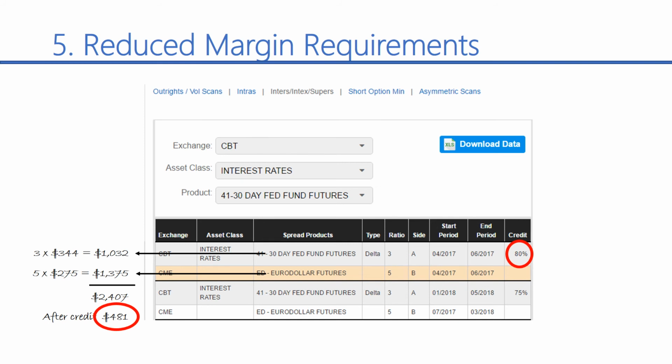Note in the second row that as the range of contract dates changes, so does the credit amount. It is educational to look at various contract combinations to see the degree of risk assigned to them by the exchange.